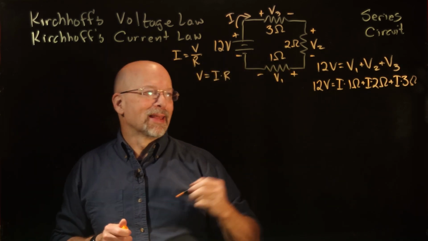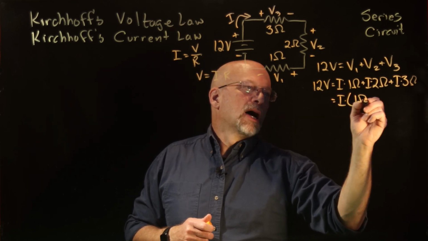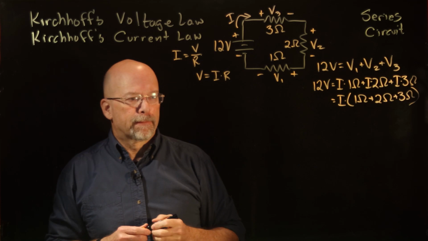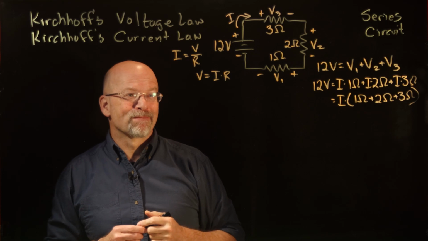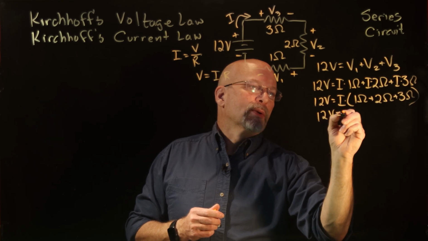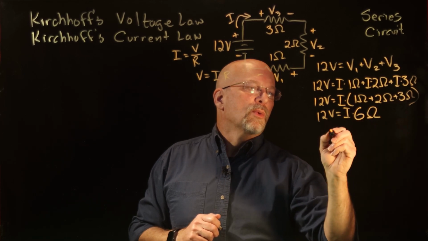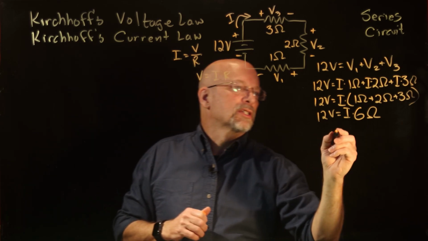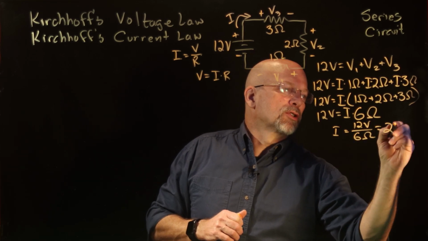Well, if we pull an I out of that, we get I times 1 ohm plus 2 ohms plus 3 ohms. Kind of looks like that, doesn't it? Where our voltage, 12 volts, is equal to simply I times 1 plus 2 plus 3, or 6 ohms, which means we resolve this so that I is equal to voltage over resistance. I is just equal to 12 volts over 6 ohms, which is equal to 2 amps.